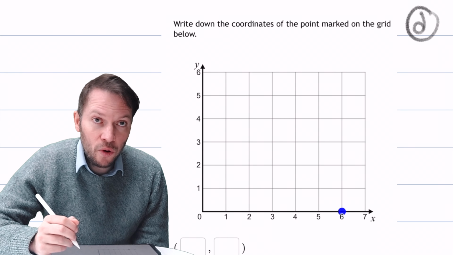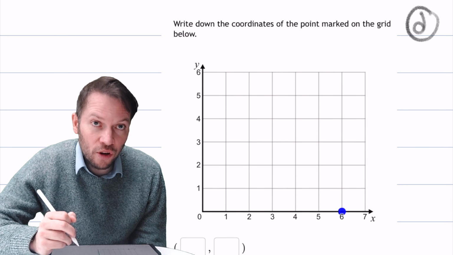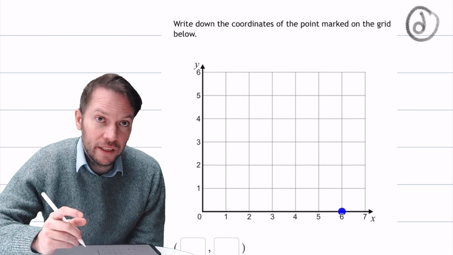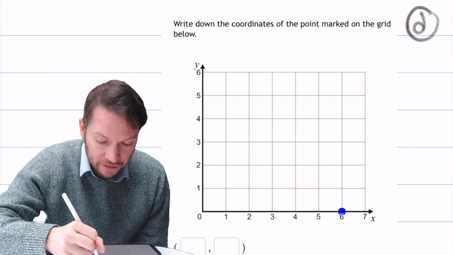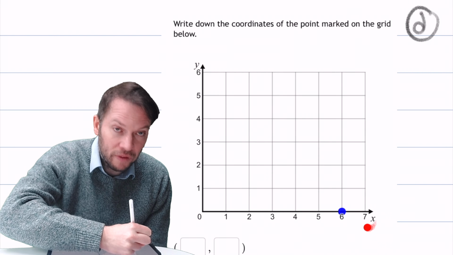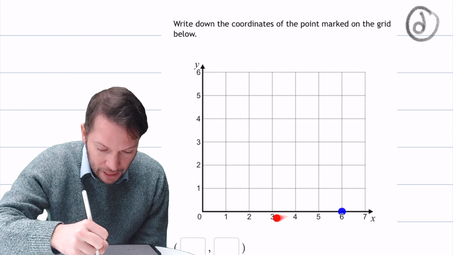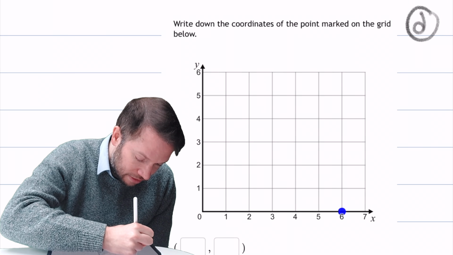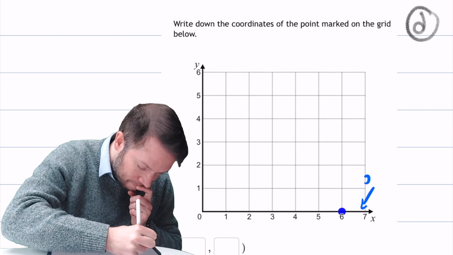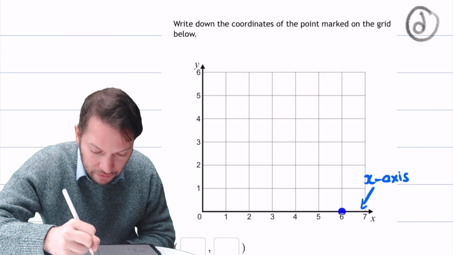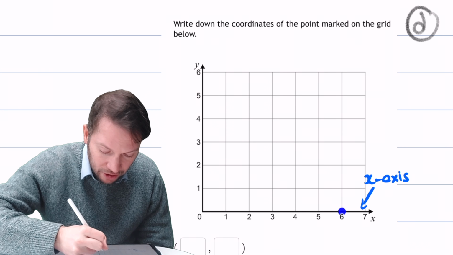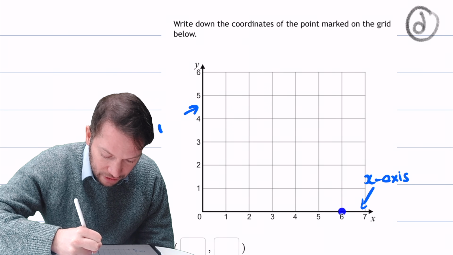Hi, in this video, we're going to read off the coordinates of a point that's either on the x-axis or the y-axis. Now let's remind us what we mean by x-axis and y-axis. This horizontal line labelled with x with these numbers on it, that's known as the x-axis. So this is the x-axis, that's the x-axis. And this vertical line with the numbers on it, labelled with y, is unsurprisingly known as the y-axis. So that's the y-axis.